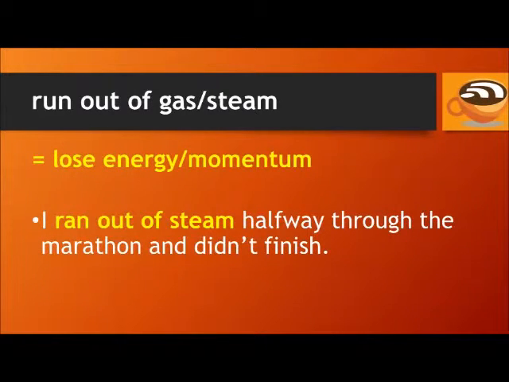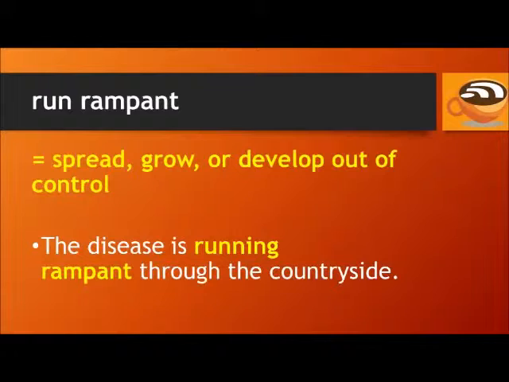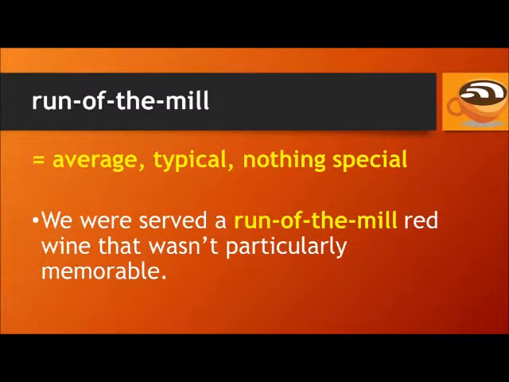To run out of gas or run out of steam means to lose energy or lose momentum. For example, I ran out of steam halfway through the marathon and didn't finish. Run rampant means to spread, grow, or develop out of control. For example, the disease is running rampant through the countryside. The adjective run-of-the-mill means that something is average, typical, and nothing special. For example, we were served a run-of-the-mill red wine that wasn't particularly memorable.